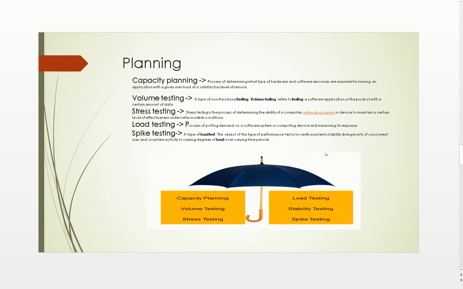Okay, and what is planning? So we need to go for the planning. Capacity planning is nothing but determining what type of hardware and software resources are needed. These are the things we need to plan before we start a performance test. Okay, so volume testing, load testing, spike testing. These are the definitions, and you are aware of this.